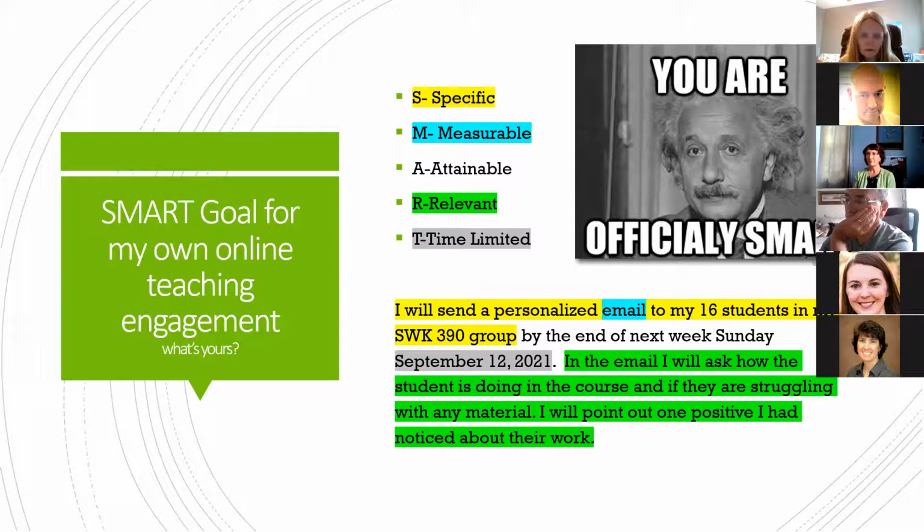So you want to be specific. What am I going to do? And I'm going to be able to measure it because it's an email. We all know what emails look like, and somebody else can look at it if they needed to. And then attainable. Is this something that I can do? Yes, I can send emails. Is it relevant? It is relevant to the situation. That will help engage the student because they'll know, hey, I care about this person. I want to know what's going on with them in the course. And then is it time limited? Yes, I will do it by Sunday. So I feel like this is a good way to keep me on track. One thing that I think will help me to be more involved with my students, and doing it soon will encourage me to get more involved.